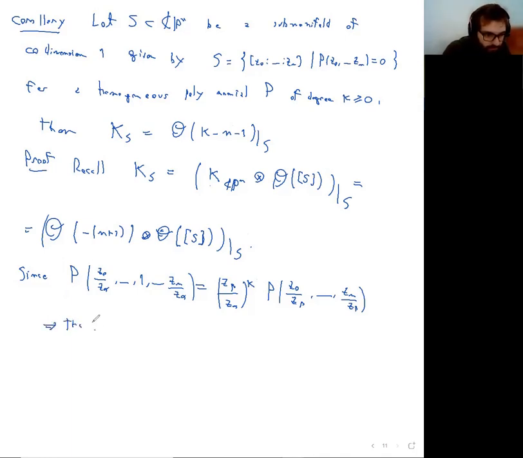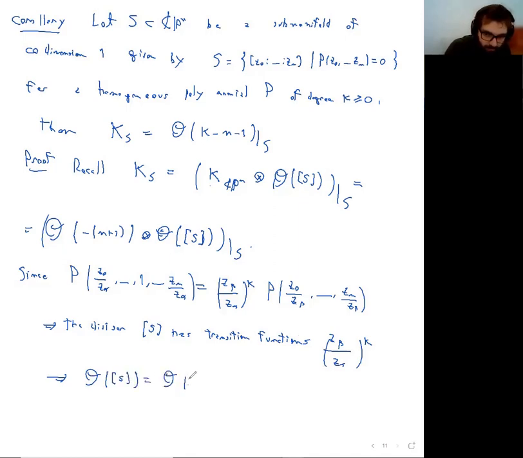So the divisor S has transition functions z beta over z alpha to the K. And so O of S is simply O of K.